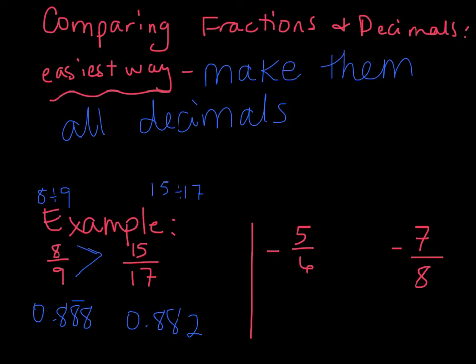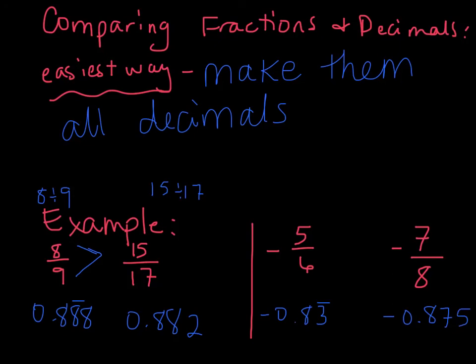I'm going to do in my calculator negative 5 divided by 6. If it's negative, that just tells me that my decimal is negative. So I have negative 0.83 repeating, and then I do negative 7 divided by 8 on my calculator, and I get negative 0.875.